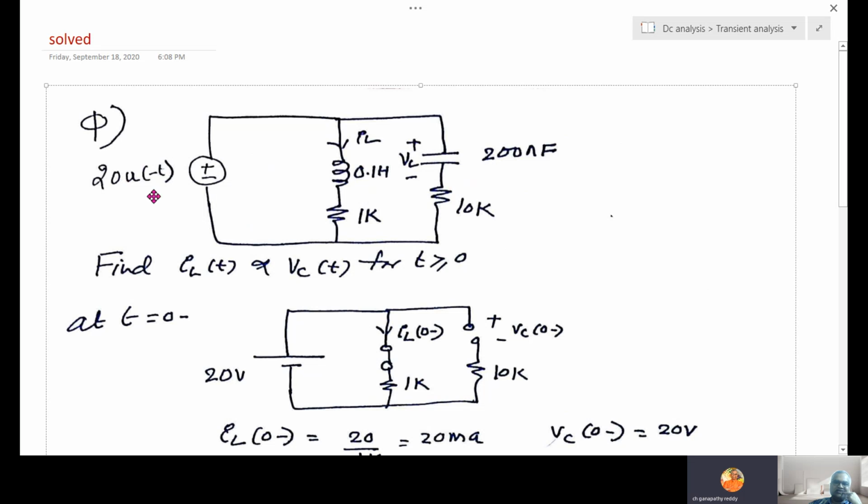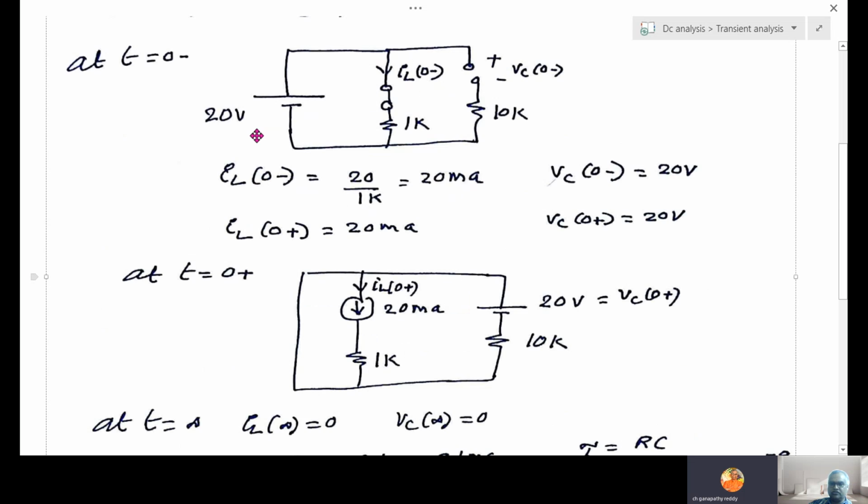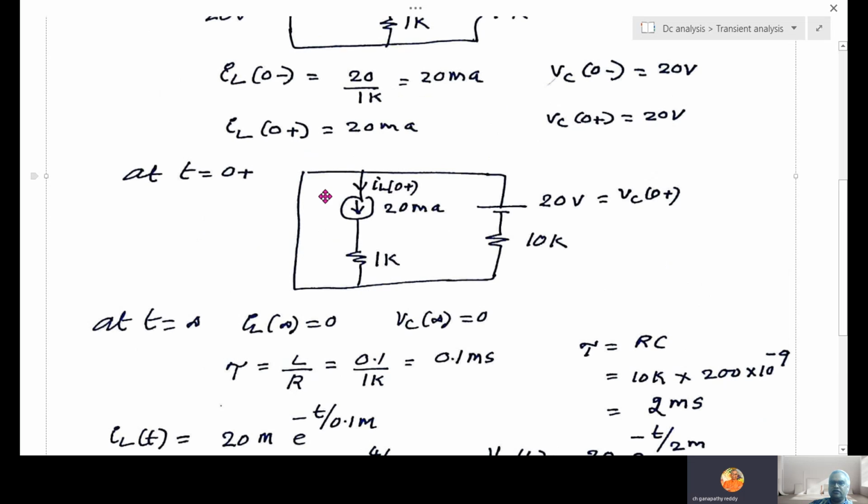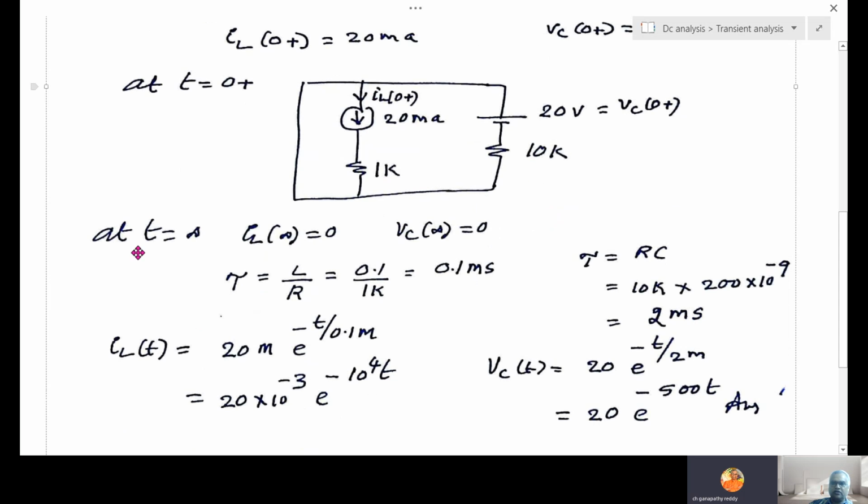At 0+, what is u(−t)? It is 0, no? Voltage 0 means short circuit. This is shorted. Inductor with current source, capacitor with voltage source. So IL(0+) is 20 amps, and VC(0+) is 20 volts.